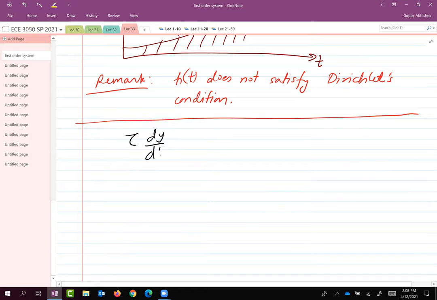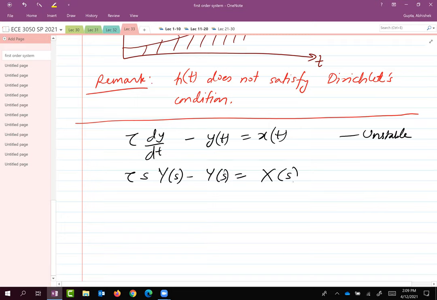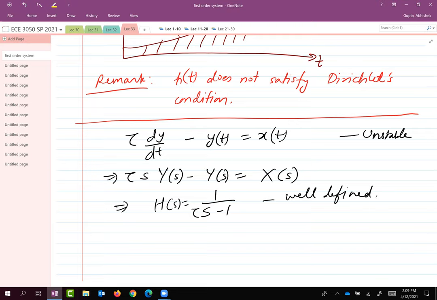So I have tau dy over dt minus y(t) equals x(t). This is an unstable system. I can take the Laplace transform: tau s Y(s) minus Y(s) equals X(s). And that gives me H(s) equals 1 over tau s minus 1. And this is well defined. That's the power of the Laplace transform. I don't necessarily need my system to be stable. Even if I have an unstable system, I can still use the Laplace transform to compute the transfer function of the system.